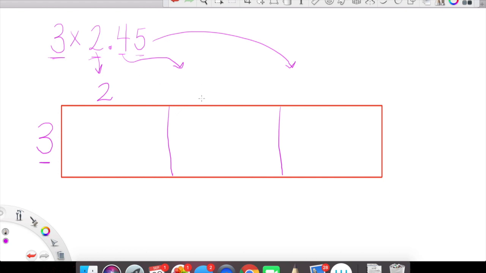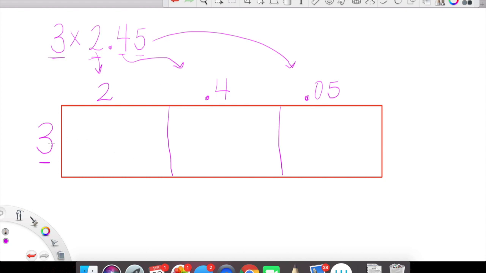The second part of the rectangle, and don't forget your decimals, is going to be labeled with 4/10ths. And this third part of the rectangle is going to be labeled with our 5/100ths. So we've decomposed 2.45 into each of its place values: 2 1s, 4/10ths, 5/100ths. Okay, so now we have this labeled. Next, we need to write the 3 expressions that we will find in each piece of this rectangle.